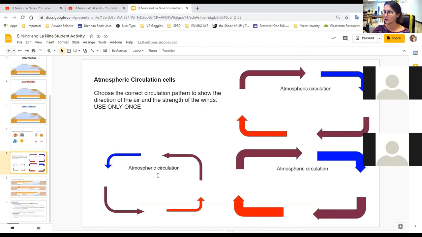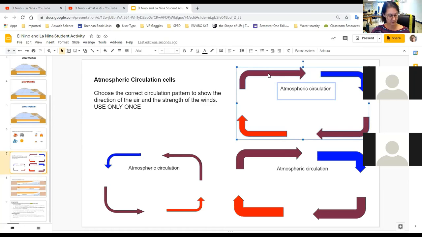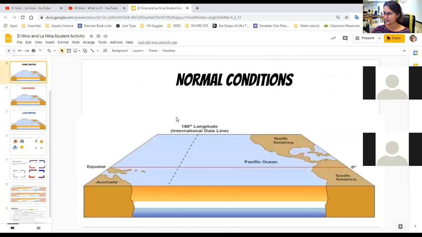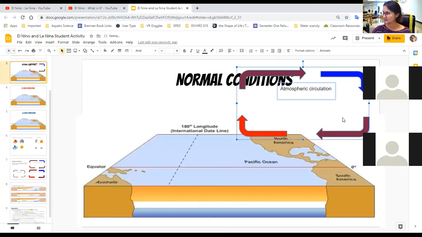All right. Then you're going to come here and you're going to do the atmospheric circulation cells. Notice I've got two going in the same direction. I've got one going in the opposite direction. You can see here, I've got regular arrows. Here I've got big fat arrows to give you an idea of strength. And here I've got little weak ones going the opposite direction. So you're going to grab one of those. You're only going to use it once, so you don't copy them. So we're going to copy that and paste it.